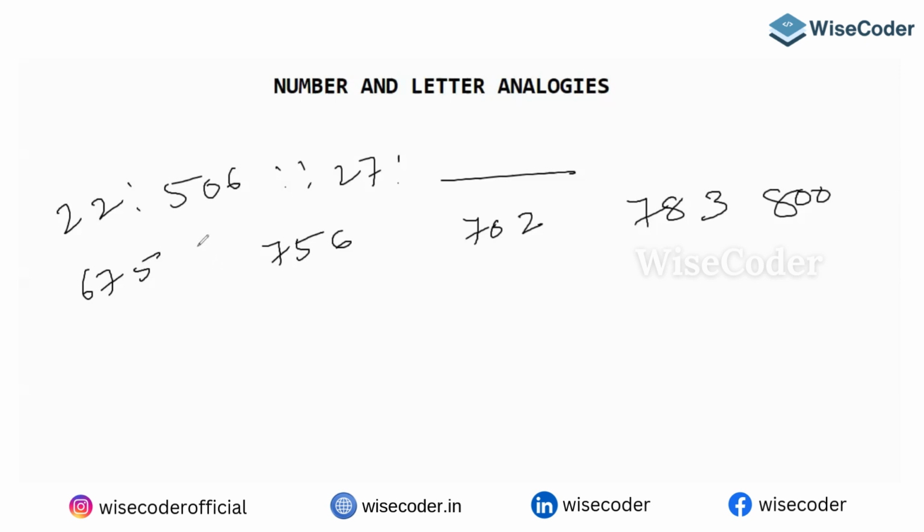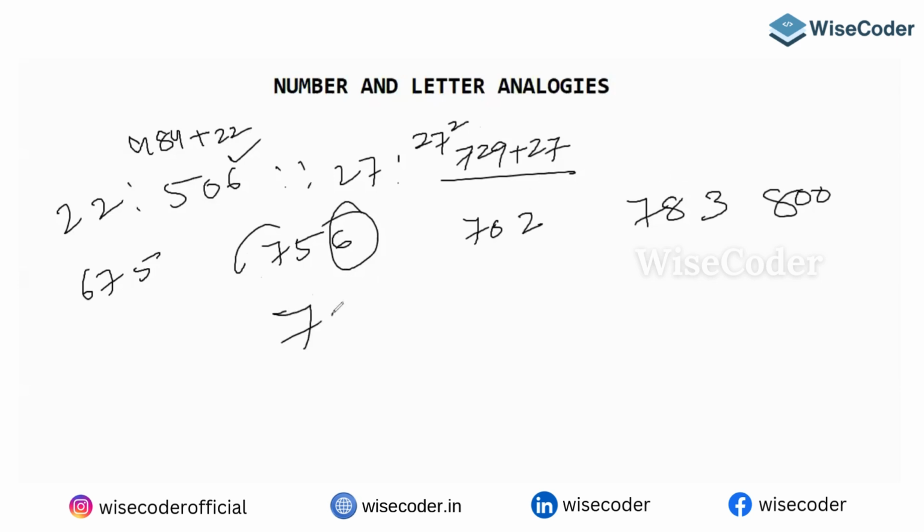So how to tackle this question? Guys, if you closely observe, what is 22 square? 22 square is 484. Plus 22, 484 plus 22 will give you 506. So here also, 27 square is 729 plus 27. The last digit must be 6. There is only one option ending in 6, because 9 plus 7 is 16. No need of calculating anything else. So the answer is 756.